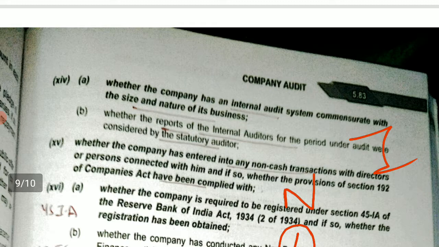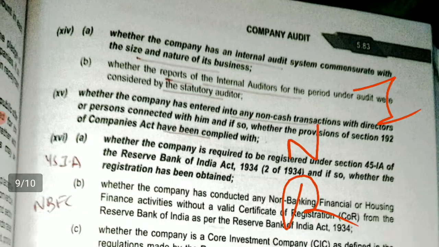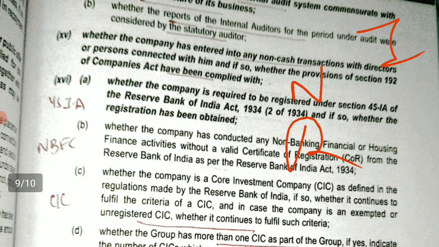So this you have to report. That means if the internal audit was done, is it proper? Is it according to the nature of the business? Is it according to the size of the business? You have to report about it. And also you have to report what was the impact of the internal auditor's report on your audit. Okay, so you have to report about it.